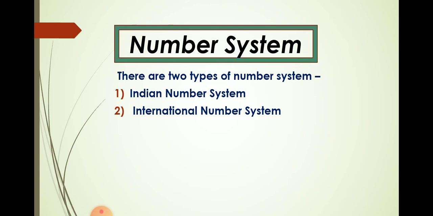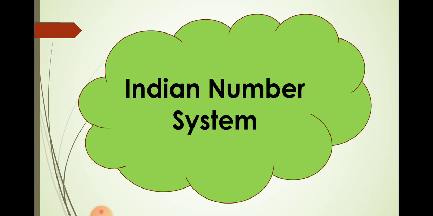Now we will see what is number system. There are two types of number system, Indian number system and international number system. Let us have a look at what is Indian number system.